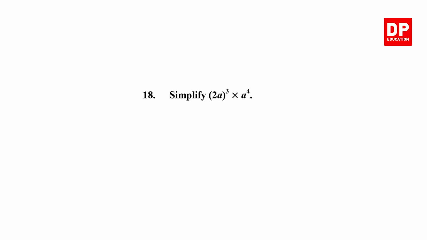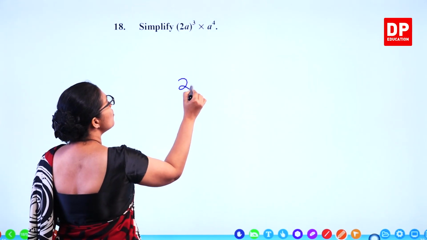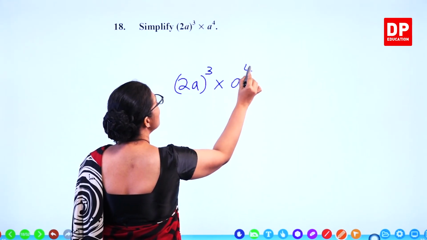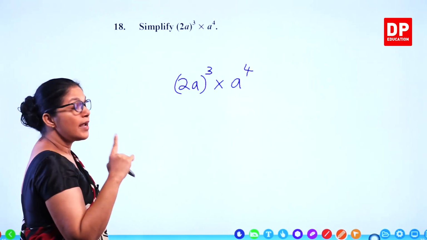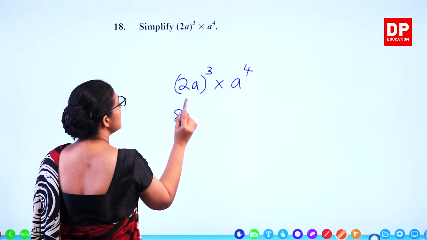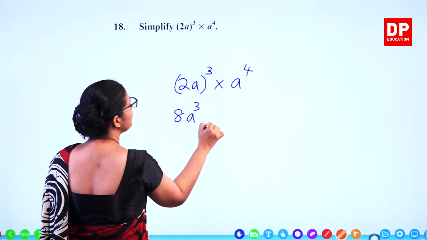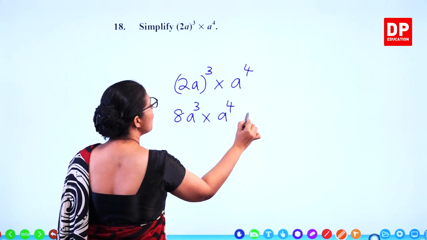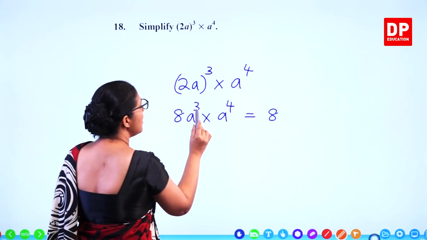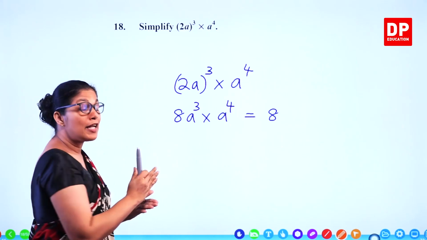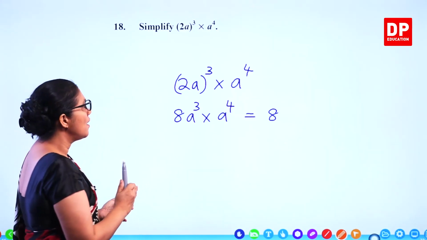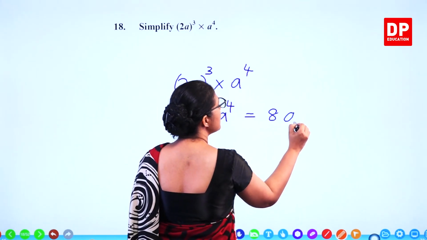Question number 18. Simplify. 2a whole things to the power 3, a to the power 4. 2a, 2a, 2a. So 2 to the power 3, that's 8. A to the power 3 into a to the power 4. Now how many a's are there? 8 is there. A3 and A4, when you multiply same base with different powers, you add the powers. 3 plus 4, you get 7.